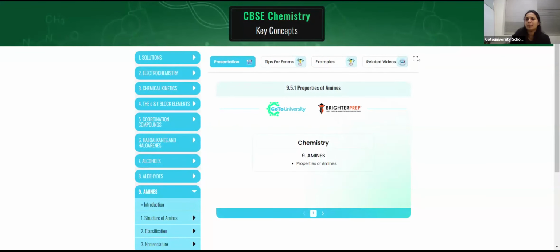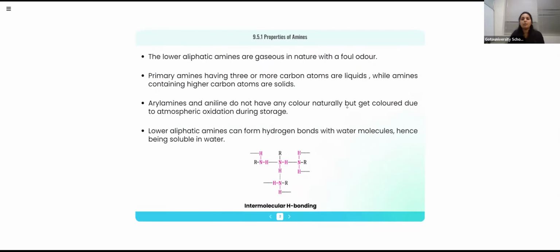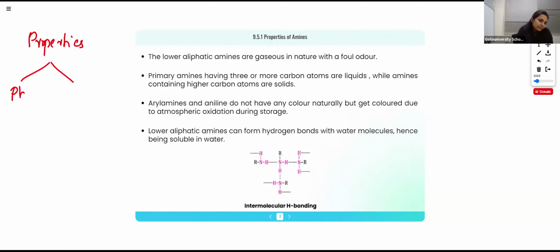Let's do some of the properties of these amines. As I told you, there are physical properties and chemical properties. We know that properties of the compounds can be mainly classified into physical and chemical.